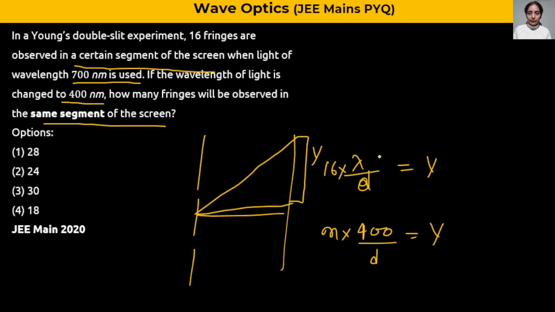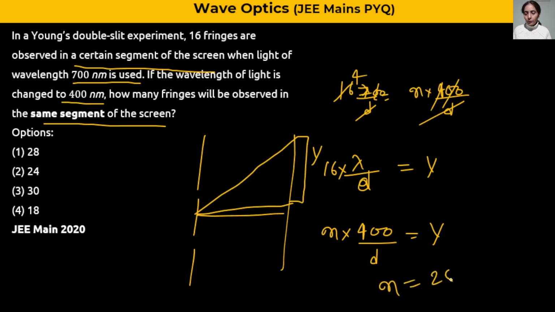तो क्या मिलने वाला है आपको? आप देख लो यहाँ पे 16 lambda by d is equal to n into, आपका answer आ चुका होगा. This is 16 lambda का value क्या था तुम्हारा? 700. So 700 आप put कर लो. 16 into 700 by d, n into 400 by d. So d will get cancelled. Two zeros will get cancelled and n is equal to, I mean 4 से ये 4 cancel होगा. So n is equal to 7 into 4.